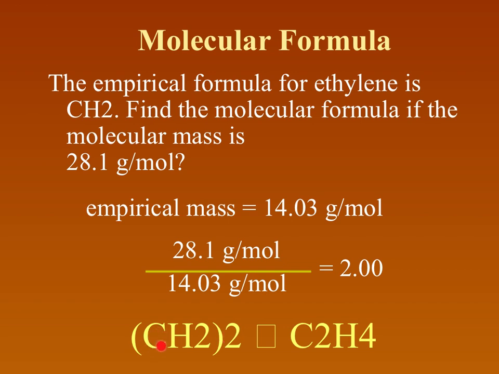So carbon has a subscript of 1 secretly. We multiply that by 2, so now it's C2. There were already 2 hydrogen, so that becomes a 4, so it ends up being C2H4. And that's the molecular formula for it this time.